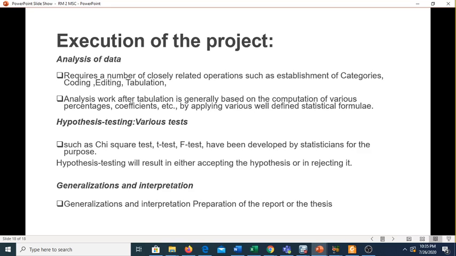Now let's look at the analysis phase. This is the process where you require a number of closely related operations, such as establishing the categories of data, where you can code data, you can edit data, you can create tables for data. And normally analysis work after tabulation is generally based on computation of variance, percentages, coefficients, etc., by applying various well-defined statistical formulas. We'll discuss more. And on the other part, we have the hypothesis testing using various tests.